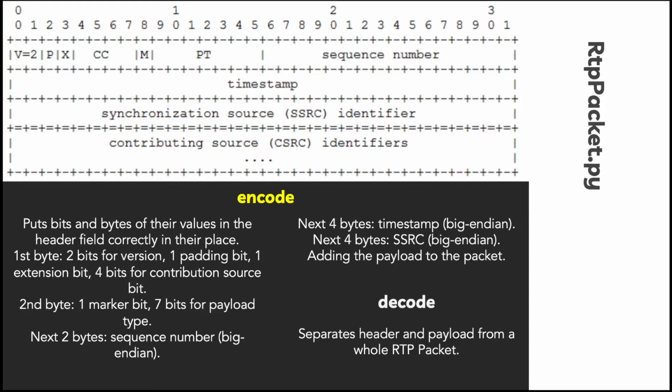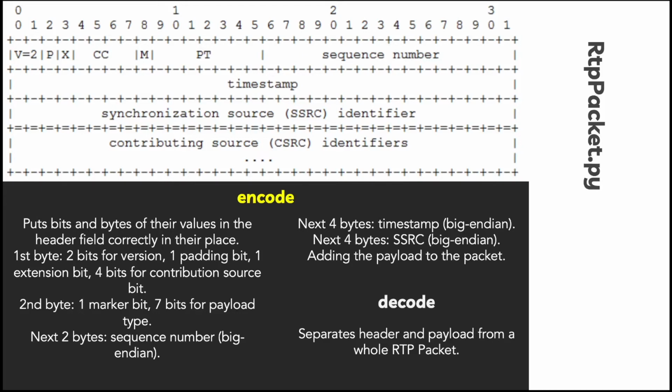The next 2 bytes are for the sequence number, which is in big endian, and then the next 4 bytes are for the timestamp, which is also in big endian format, and the next 4 bytes are for the SSRC, the synchronization source identifier, which we also need to implement in big endian. And the next 4 bytes are not going to be assigned, as suggested in the manual. And finally, the payload is added to the packet in this function. So we'll see the code later on.